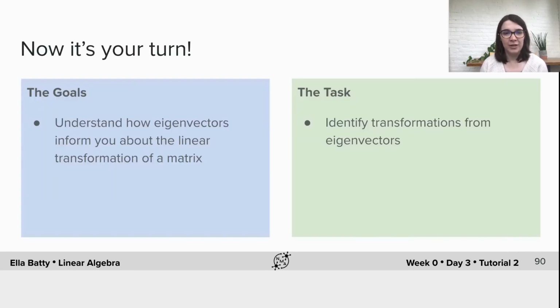So now you are going to identify what transformation is happening from the eigenvectors. Before, you thought about where basis vectors ended up to think about transformations, and now you'll think about what happens to the eigenvectors.